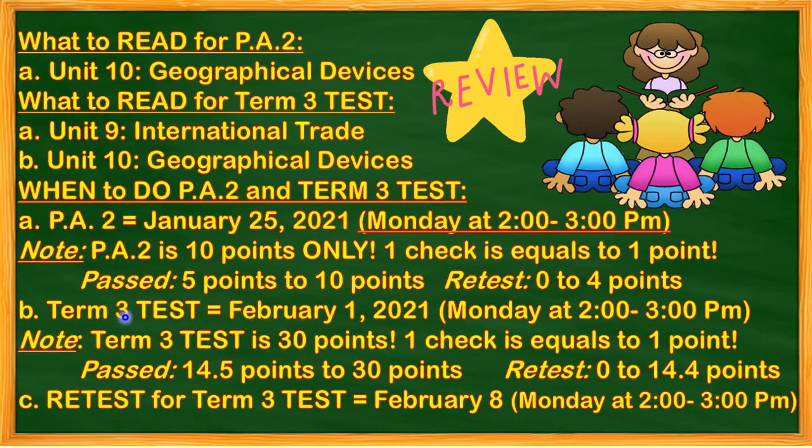For the term 3 test, it will be on February 1, 2021, 2 weeks from now. That will be Monday, again in our social studies time, which is 2 o'clock to 3 p.m. Remember, the term 3 test is 30 points. It means 1 check is equal to 1 point. I will give you 30 questions for 30 points. The passing score is 14.5 points to 30 points, and a retest is for 0 to 14.4 points. Our retest is also scheduled, which is February 8. And again, this is social studies time, 2 to 3 p.m.